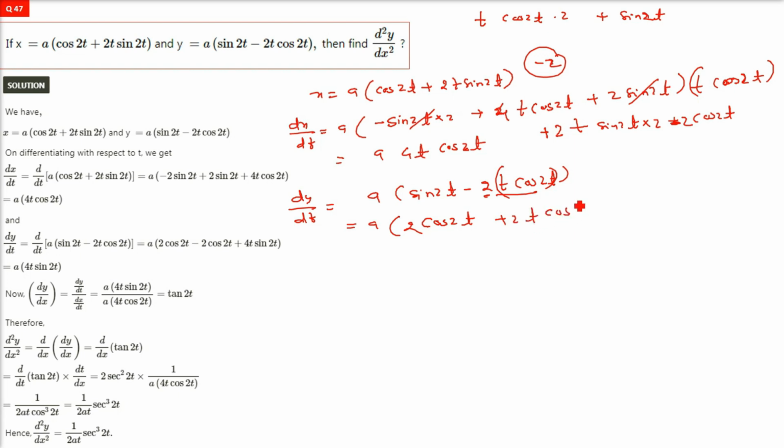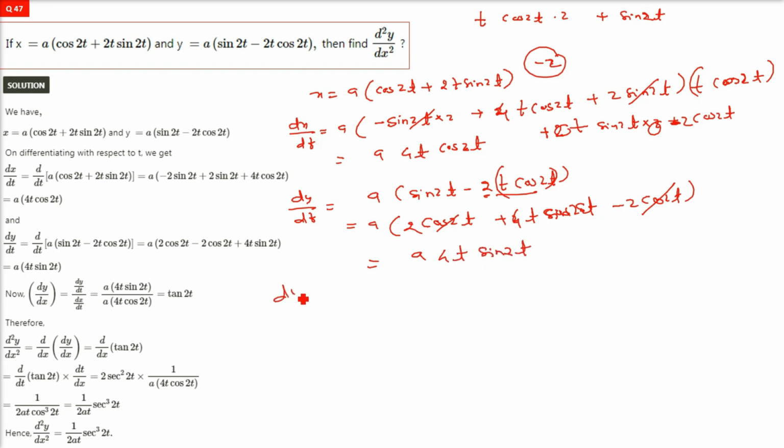Why are we doing it? Because, in the first part, when we differentiated dx by dt, the 2 sin 2t got cancelled. Here 2 cos 2t will get cancelled. That is how your dy by dx will become easier to compute or to solve. So as I said, 2 cos 2t will get cancelled. You get a 4t sin 2t.